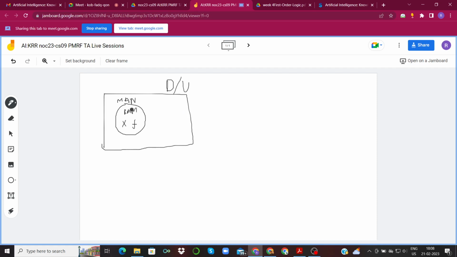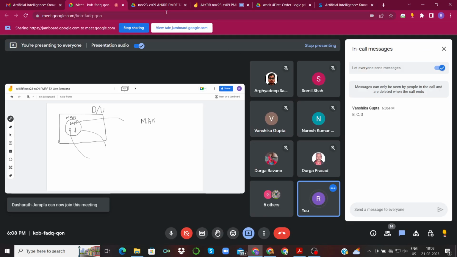Now we can represent these elements using a constant symbol, or using a variable, or using a function. But this predicate itself, man, is just a subset, right? So we can't represent a particular element using a subset. Do you agree with me? Oh, yes, sir. Got it. Okay.